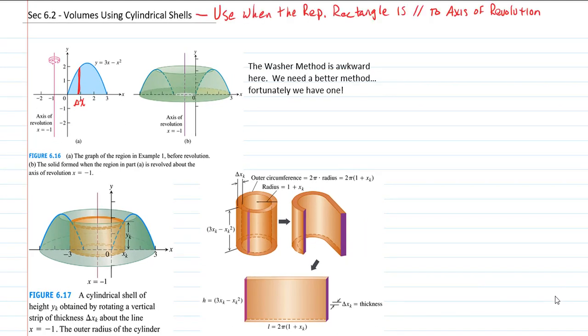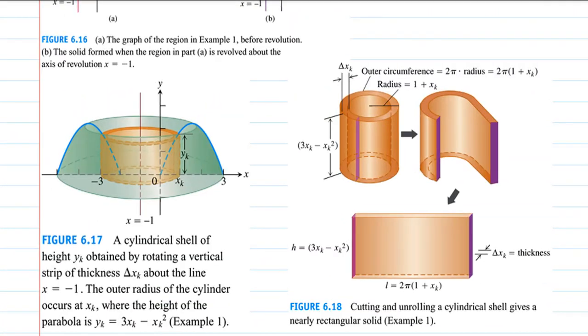That's one difference between the disk or the washer method and the shell method, the orientation of the representative rectangle to the axis of revolution. So if I take that shape and I revolve it around the line x equals -1, what I generate is a shape that looks like this, and it's a cylindrical shell. The thickness of that shell will be the thickness of this representative rectangle right here.